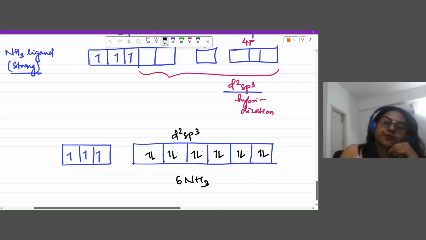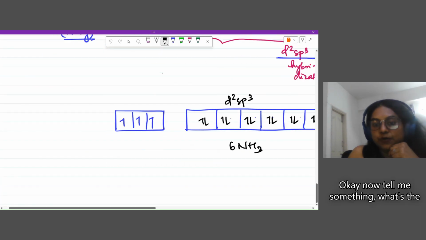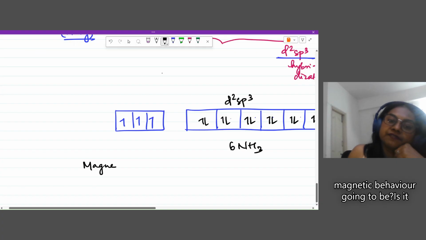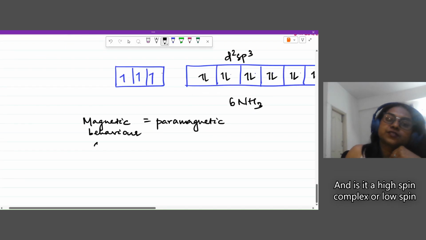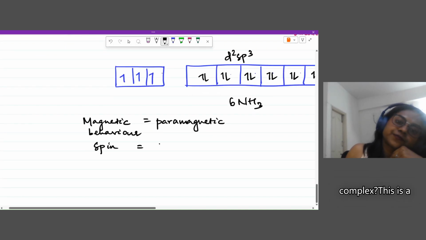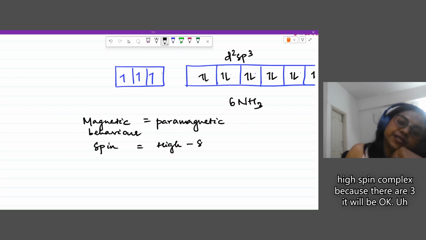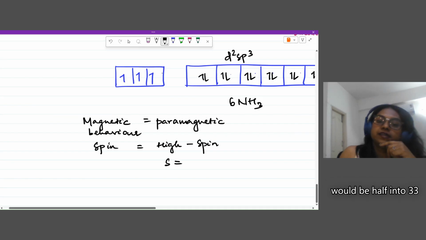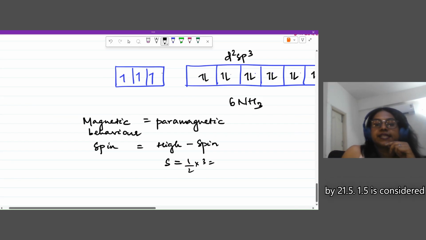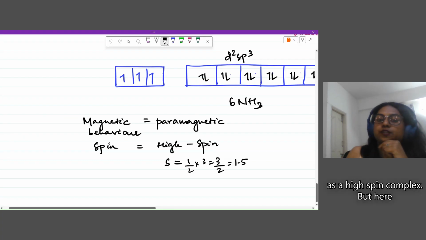That's clear? Okay. Now tell me something. What's the magnetic behavior going to be? Is it paramagnetic or diamagnetic? Paramagnetic. This is paramagnetic because of three unpaired electrons. And is it a high spin complex or low spin complex? It will be a high spin complex because there are three unpaired electrons and the spin value would be half into 3, 3 by 2, 1.5. 1.5 is considered as a high spin complex.